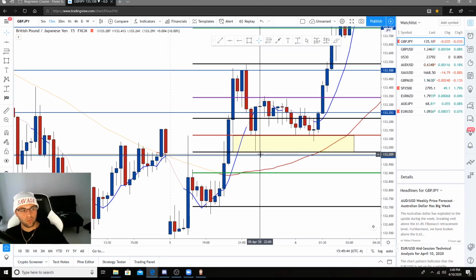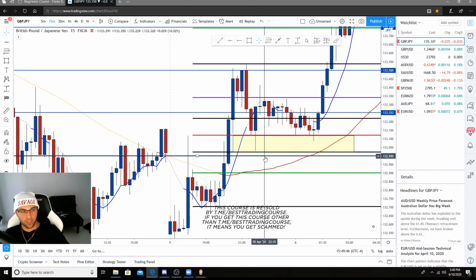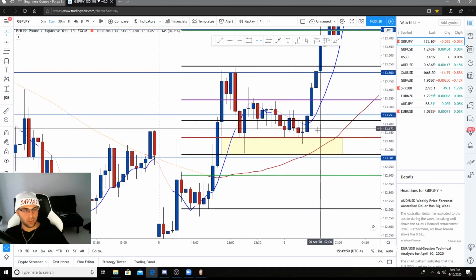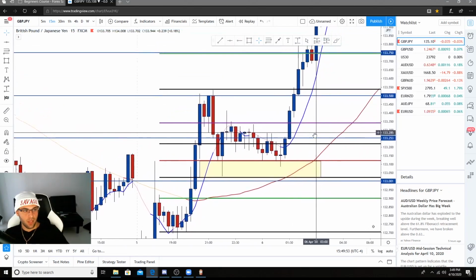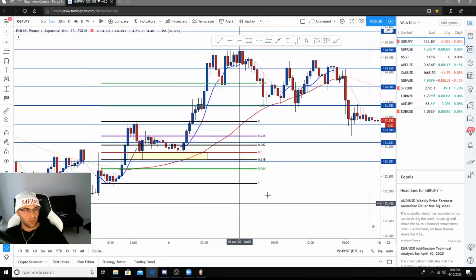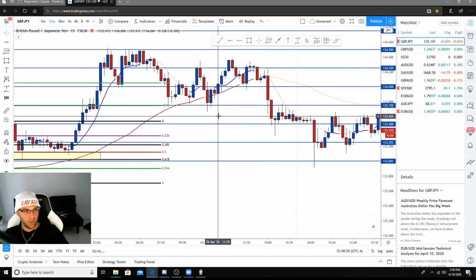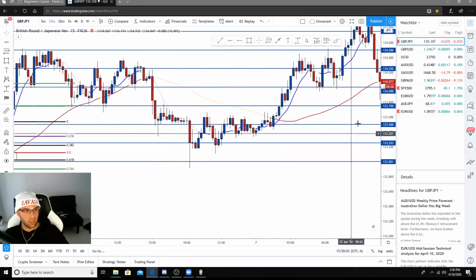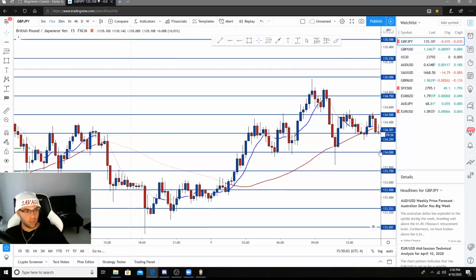So don't depend on it, because if you're waiting for this point to get touched to enter, and then boom, look, as you can see, it never touched it. It kept going and going. So as you guys can see, everything is looking good. Now let's look for another little trade here.